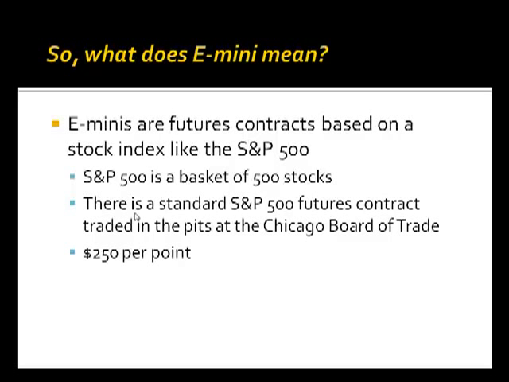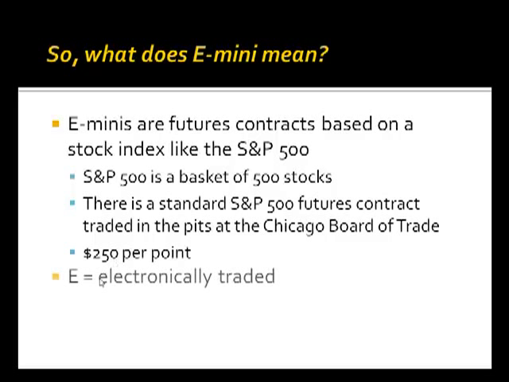And essentially it's an index, and there's a standard S&P 500 futures contract that's traded in the pits at the Chicago Board of Trade. You guys may have seen or be familiar with the trading pits where you have a bunch of people doing the open outcry, buying and selling, screaming at each other, and all that craziness, right? Well, the standard futures contract of the S&P 500 is actually traded in the pit, and they trade for points. It's $250 a point, and I'll explain what that means in a minute.